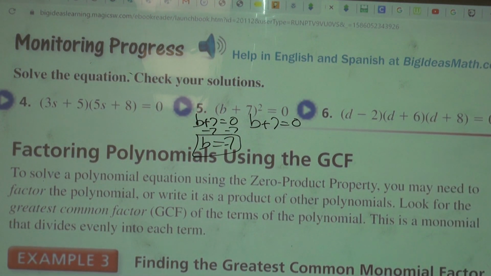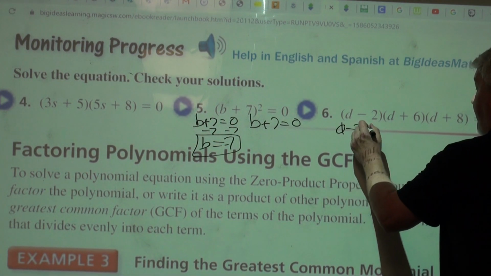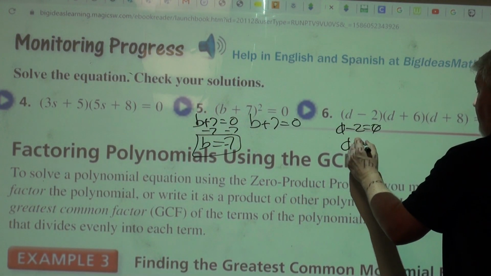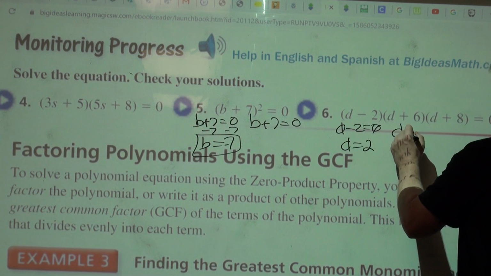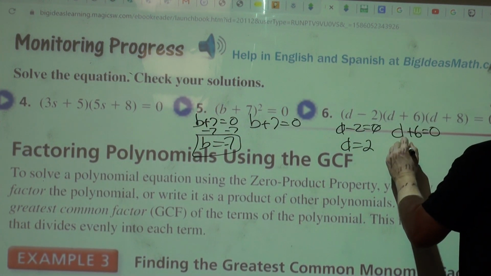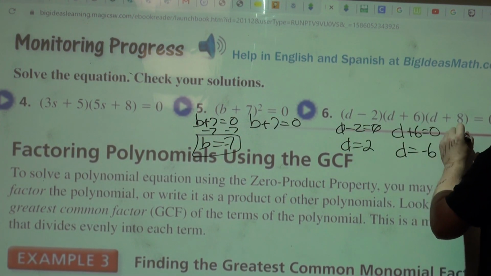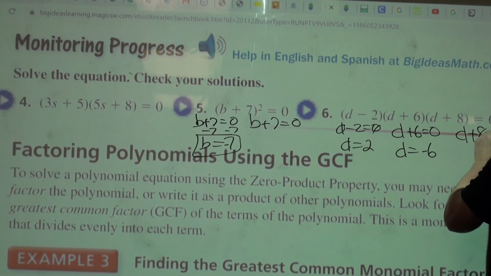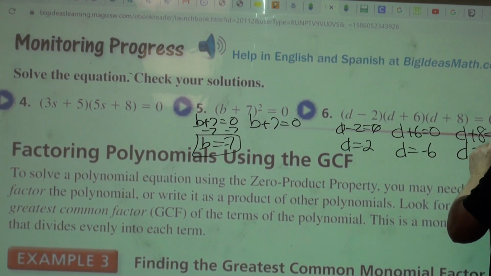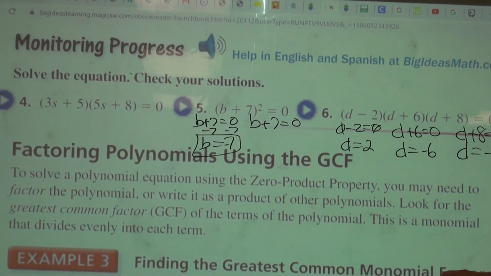And lastly, I've got this threesome here, d minus 2, d plus 6, and d plus 8. Put each of them equal to 0. d minus 2 equals 0. Clearly d equals 2. d plus 6 equals 0. d equals negative 6. And d plus 8 equals 0, and d equals negative 8. Okay? Easy peasy, lemon squeezy.